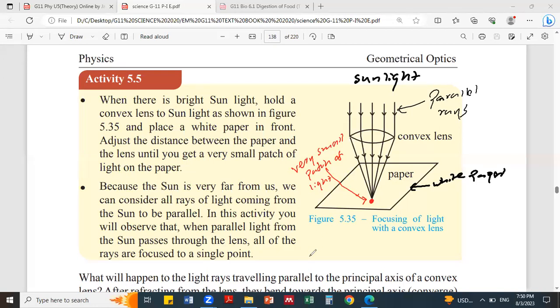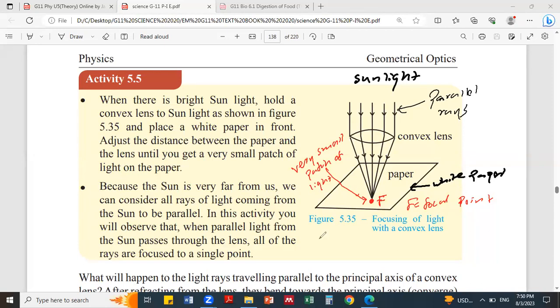Then this point is known as what point? Focal point. So you have to move the lens upwards and downwards vertically. That means you have to adjust the distance between the lens and the paper. How? By moving the lens upwards and downwards. So this point is known as what point? Focal point. This point is known as the focal point of this lens.